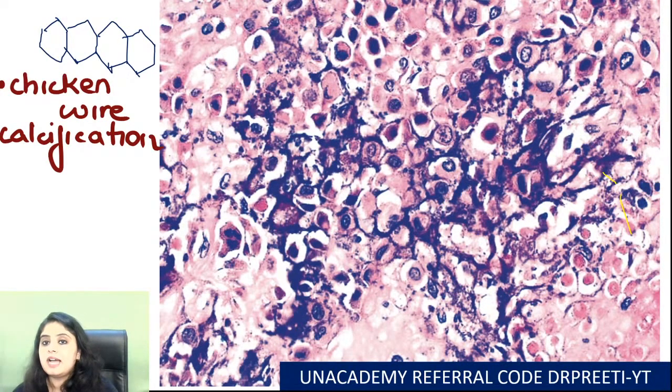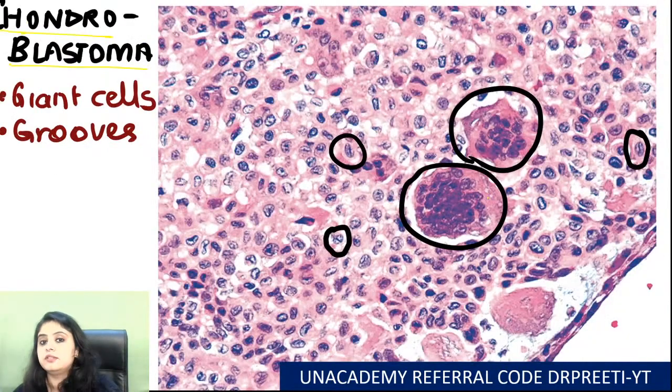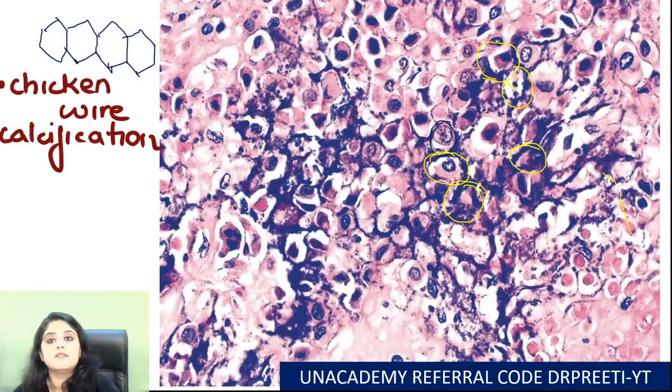So basically, I have a tumor cell. Around the tumor cell, I have calcification. Then I have another tumor cell. Then I have calcification. So calcification is seen surrounding every tumor cell. Everyone knows the color of calcium on H&E. The color of calcium on H&E is blue. So here you see around every tumor cell, I see bluish outline because that's calcification. Chicken wire calcification. So what does a chondroblastoma show me? Giant cells, nuclear grooves, and chicken wire calcification.